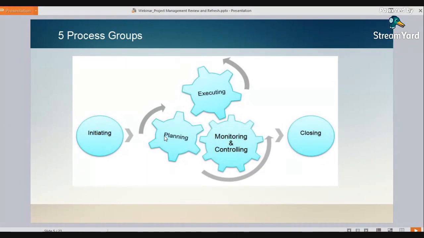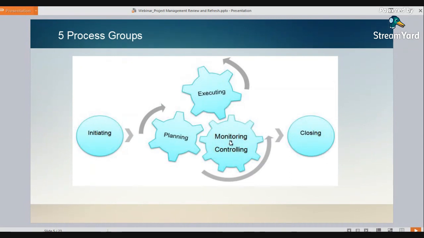replan because maybe we were too aggressive, maybe the plan is not feasible, or maybe the execution is not running properly and needs to be adjusted, refined, and performance needs to be improved. So monitoring and controlling is going to establish any type of variance between what we said we were going to do and what we're actually doing.